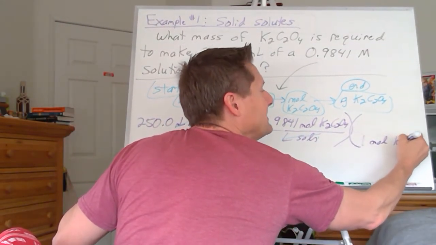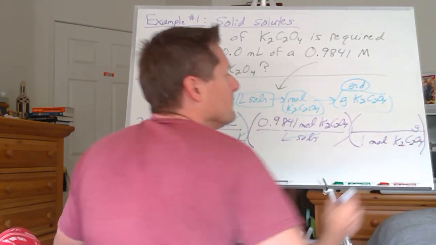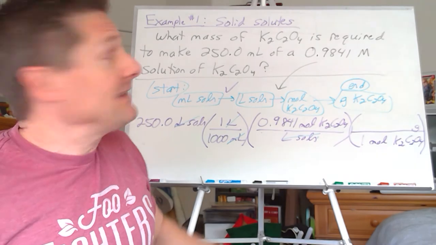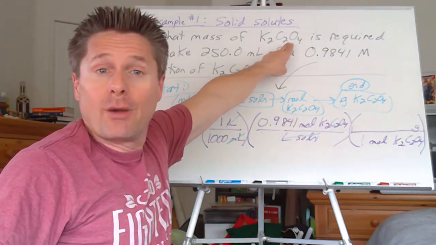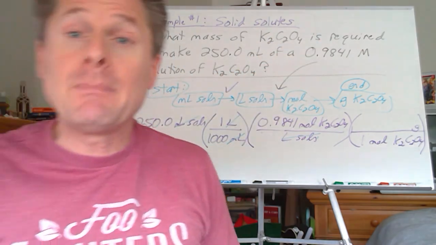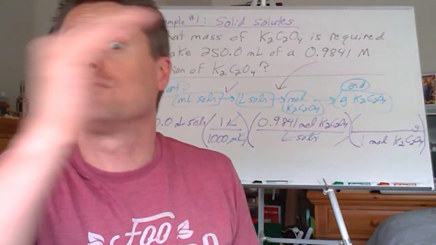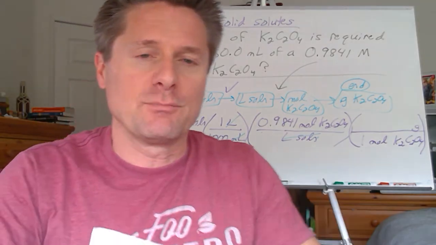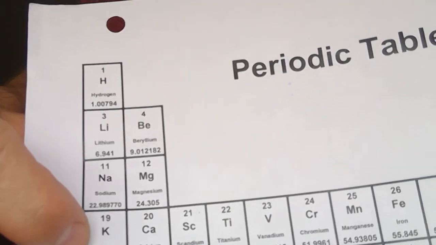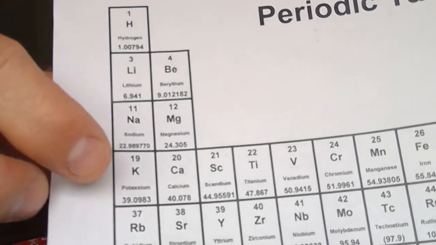So for every mole of potassium oxalate, I ran out of room to write the potassium oxalate formula, so I just put grams there. We've got two potassiums, two carbons, and four oxygens. So take potassium times two, plus carbon times two, plus oxygen times four, limited by decimal places, because it's technically an addition problem. So let's look at potassium: 39.0983. I'm going to times that by two, and that'll be to four decimal places.